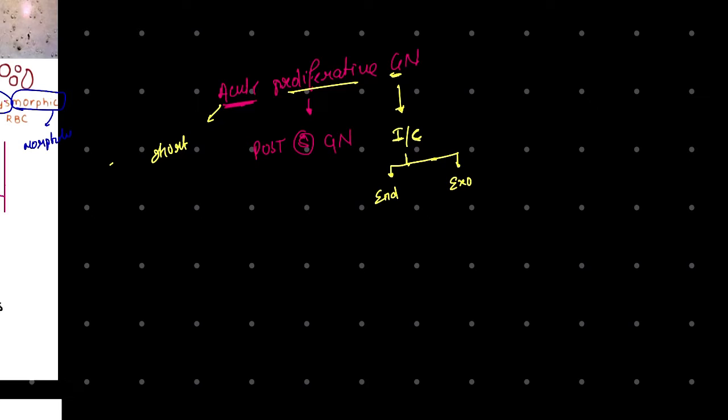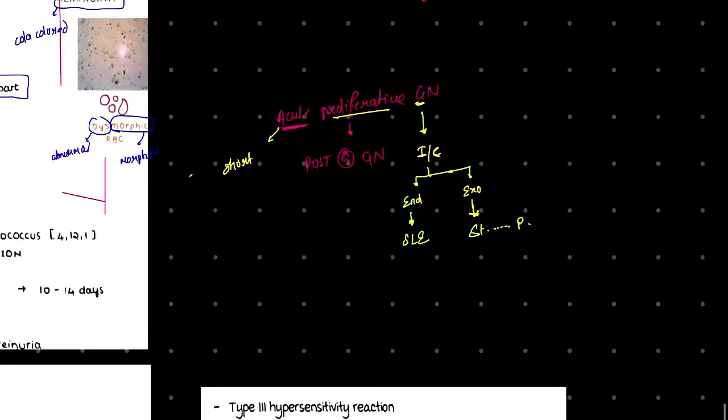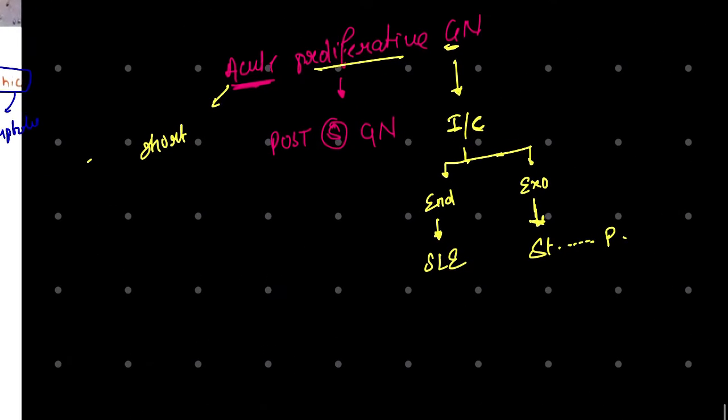Now, talking about the exogenous source, what is that? That is what we are talking about right now, and that is our streptococcus pyogenes infection. Talking about the endogenous source, it is our SLE, right? So now we just got some idea.